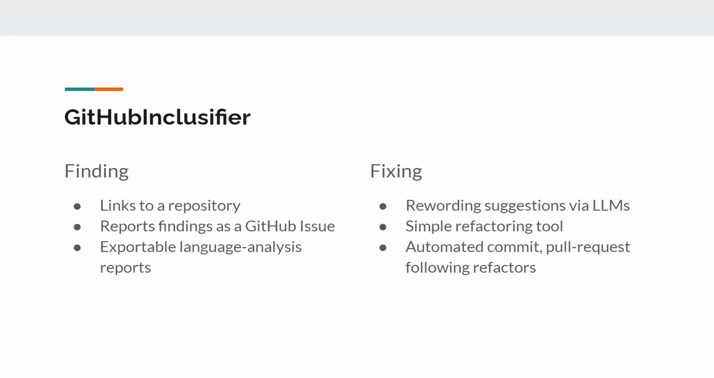GitHubInclusifier links to a GitHub repository and checks its artifacts, both code and non-code, for non-inclusive language usage, which can be reported to the repository as a GitHub issue and exported as a CSV file. Non-inclusive language reports can be viewed on a per-file basis, with code-specific reports available for source code files. Rewording suggestions can be generated using the user's choice of third-party large language model, and code refactoring for function, class, and variable names on a repository-wide basis can be done from a simple form with automated commit and pull request creation.